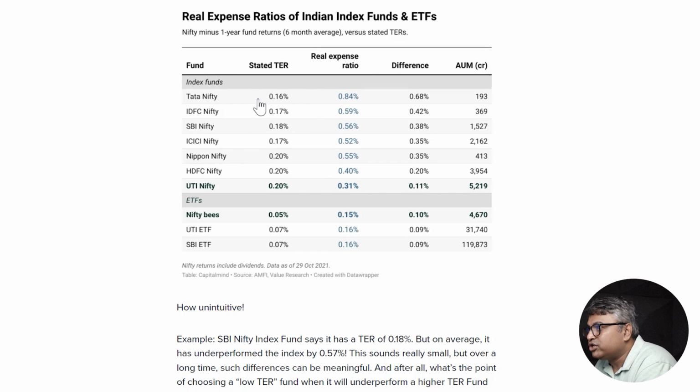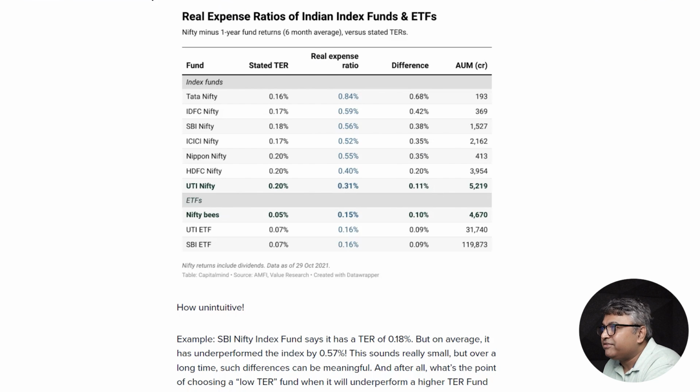If you look at, for instance, what Tata Nifty Index Fund says, it was 0.16%, and we've seen as low as 1% below the TER itself. But we've actually seen the expense ratio at different times, and the average is about 0.84% below. So this is fairly large. UTI Nifty Index Fund, its stated TER is only 0.2% and its real expense ratio is 0.31% on average. Right now it's a little bit below, but otherwise it's just 0.31%.